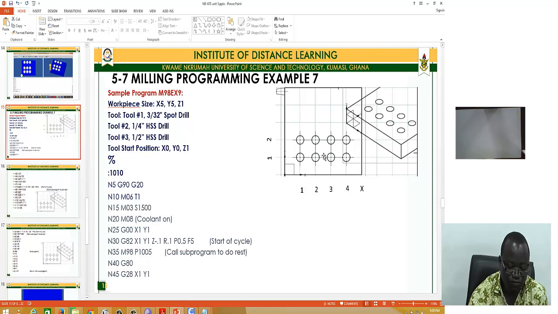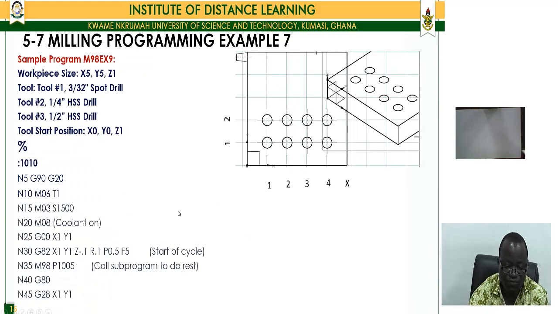So instead of calling a drilling cycle, a G82, to drill each of them, we want to write a subprogram to do the rest by calling a subprogram. So basically, let's just do a run of the program and then we will simulate for us to see how it works. Now, we want to drill these 8 holes, but we are going to do it in 3 cycles.